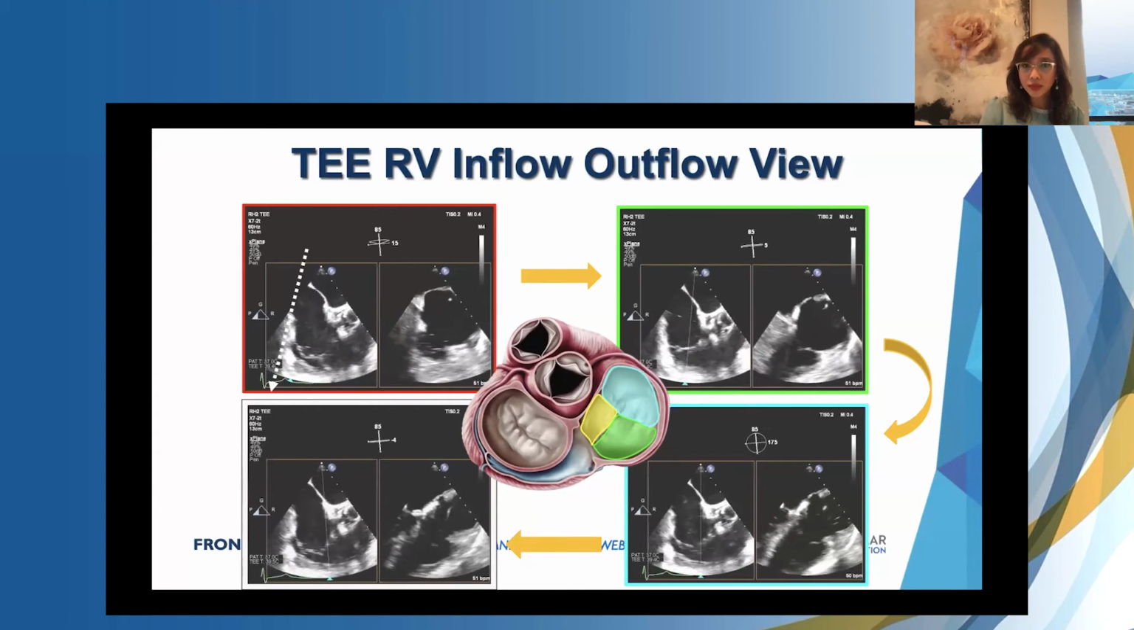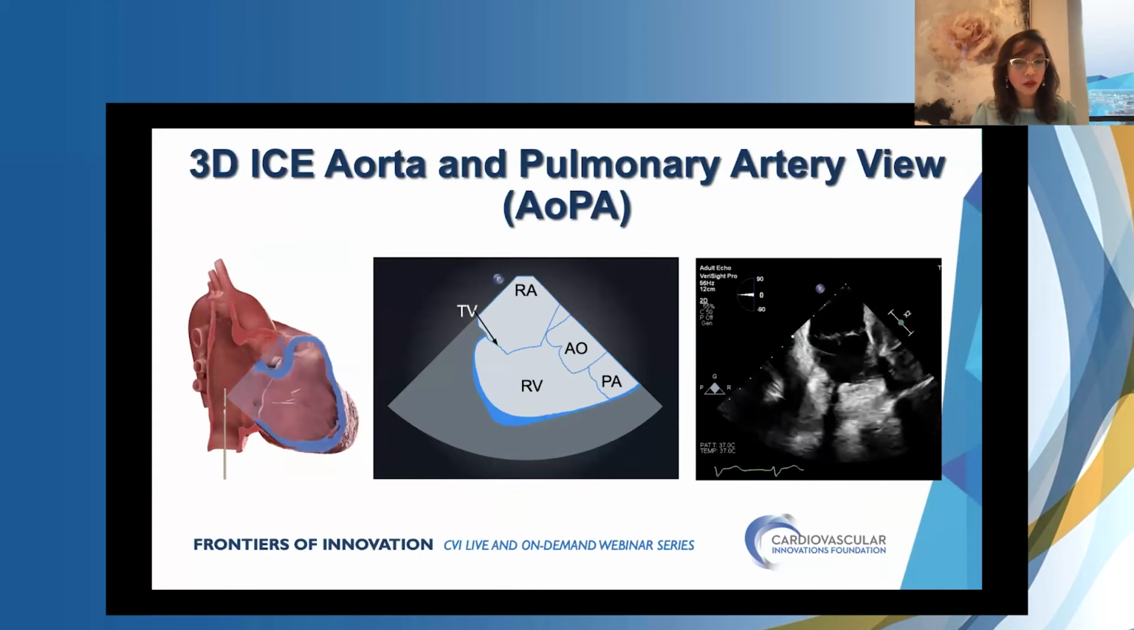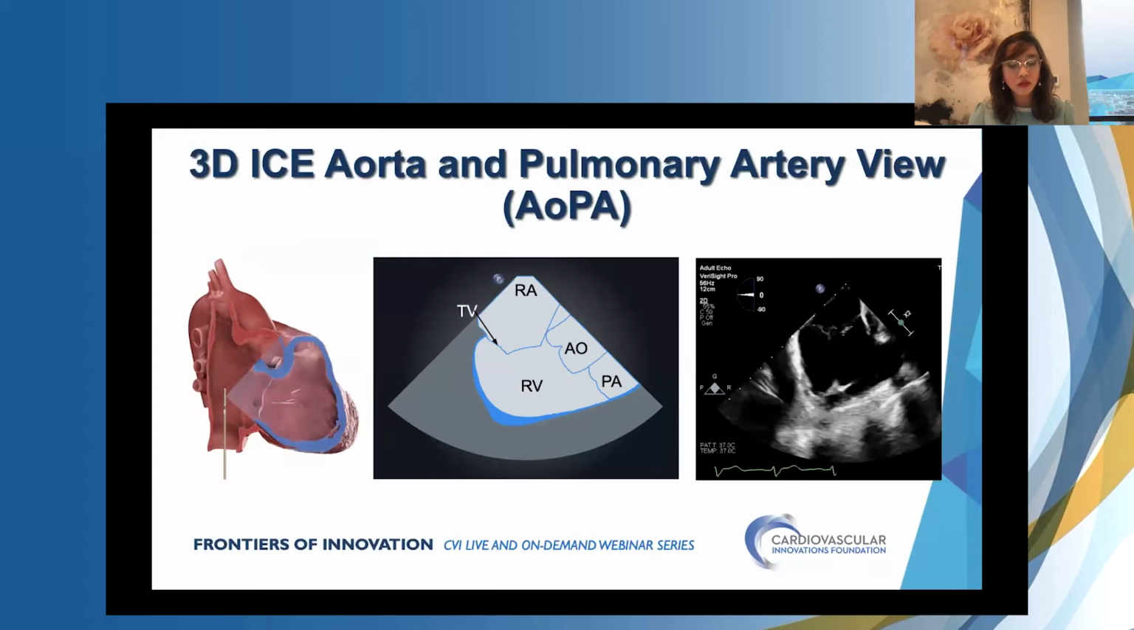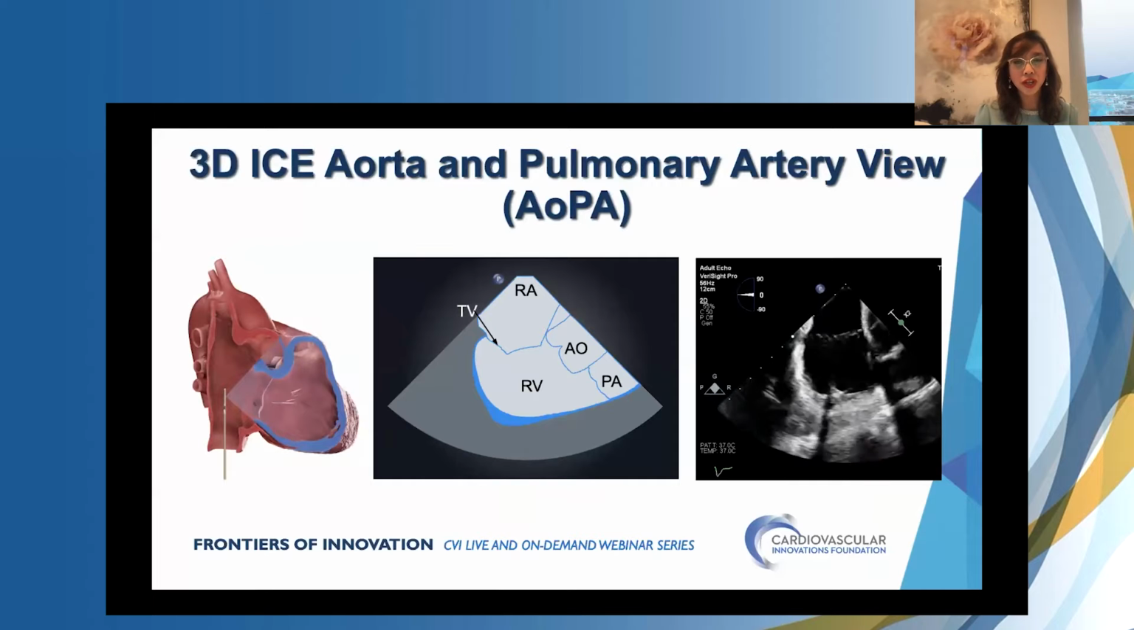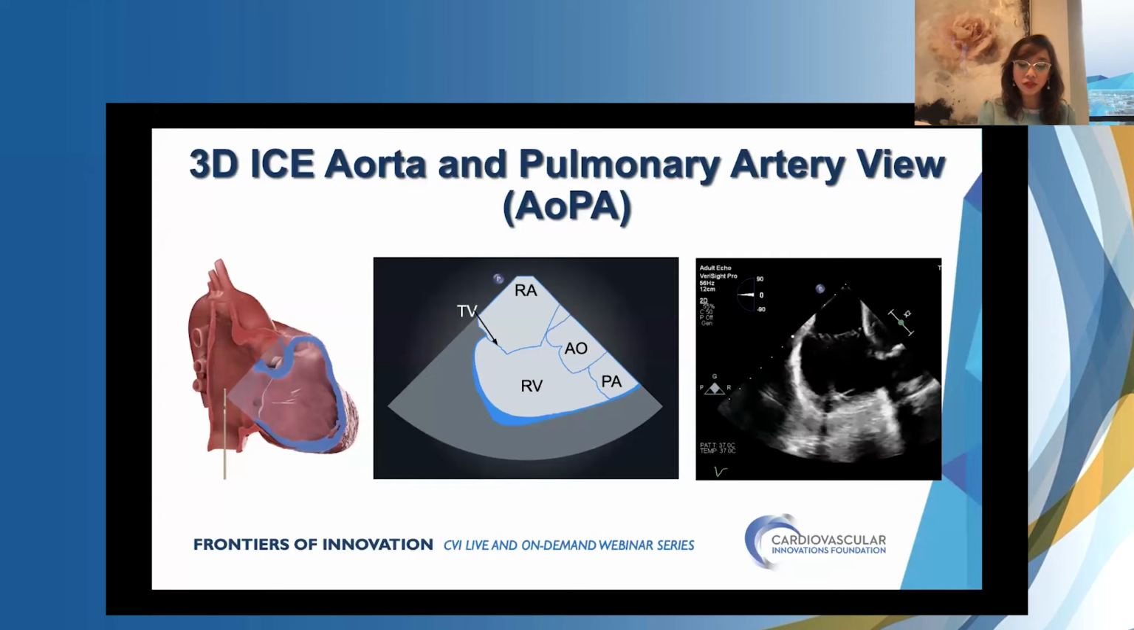How about in 3D ICE? So in 3D ICE, we call it the home view. This is your typical starting view for ICE, and is obtained by advancing the ICE catheter into your right ventricle and clocking until your tricuspid valve comes into view. And if you clock a little bit more from your home view, you open up your right ventricular outflow tract and other anatomical landmarks. You can appreciate the pulmonary artery, as well as your moderator band and the aortic root. And this is called your aorta and pulmonary artery view, your AOPA view, and is usually comparable to your TEE RV inflow view.